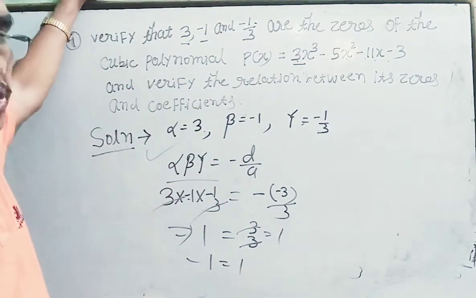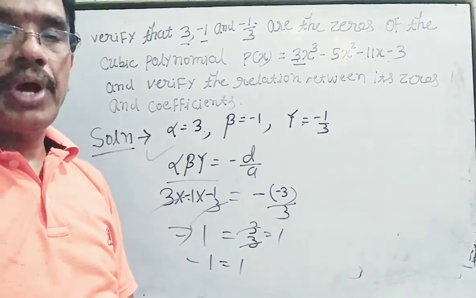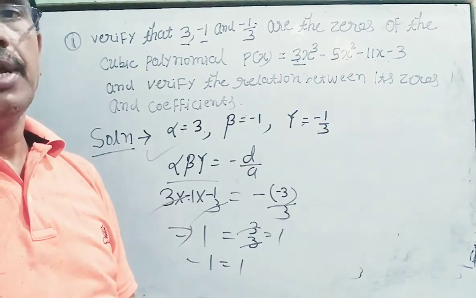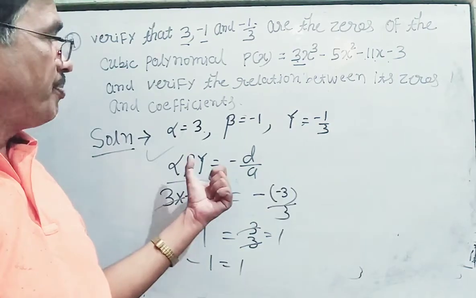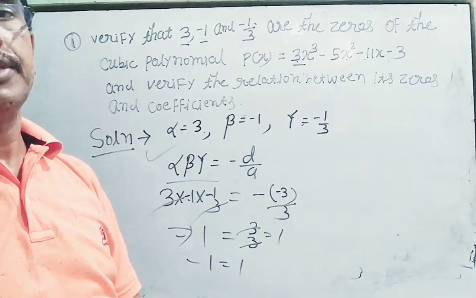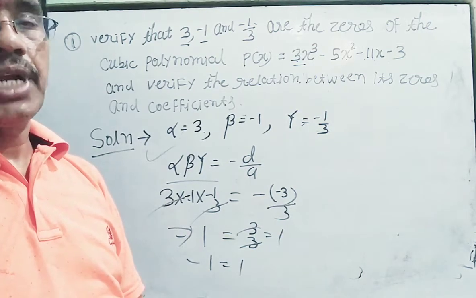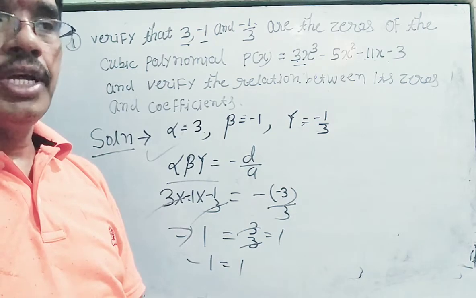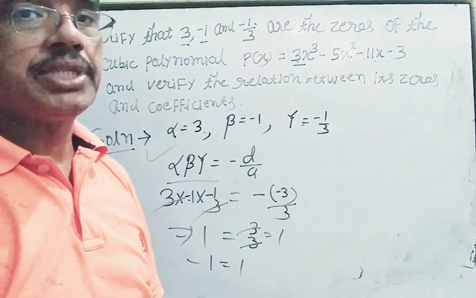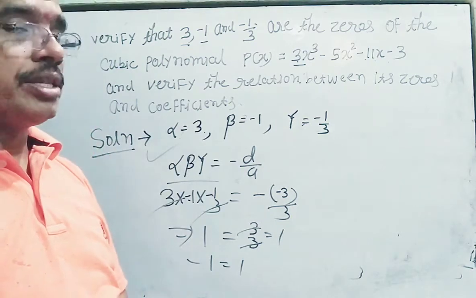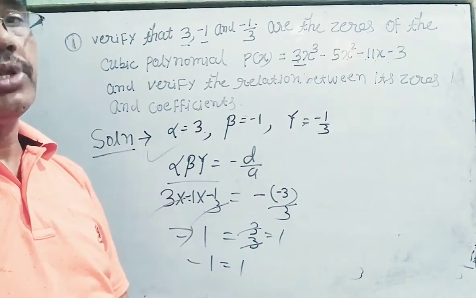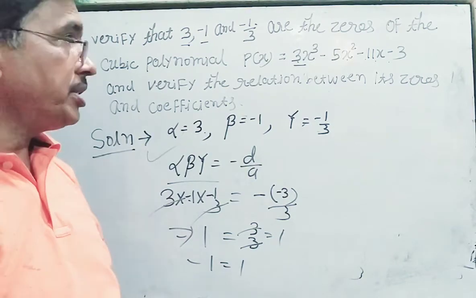So there are two questions. First, verify the zeros, by substituting the value of alpha, beta, gamma in the equation, and next find the relationship between the zeros and coefficients. So there are three relationships in the cubic polynomial. First, alpha plus beta plus gamma is equal to minus B by A. Second, alpha into beta plus beta into gamma plus gamma into alpha is equal to C by A. And third, alpha into beta into gamma is equal to minus D by A. And all three are satisfied. So it is the question.